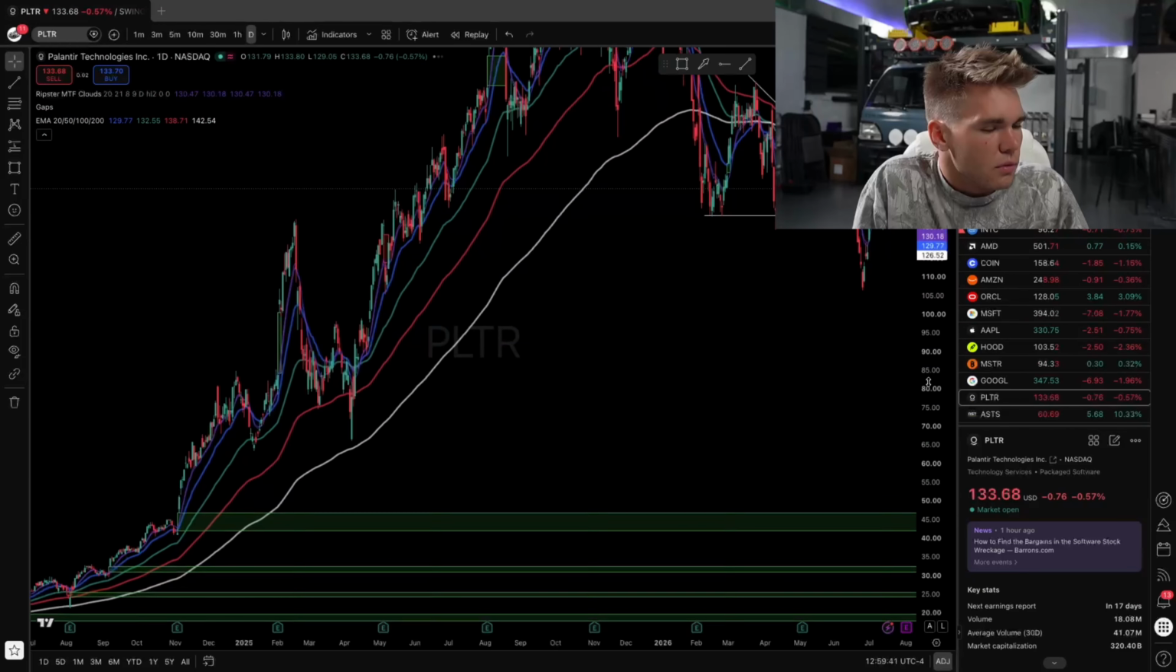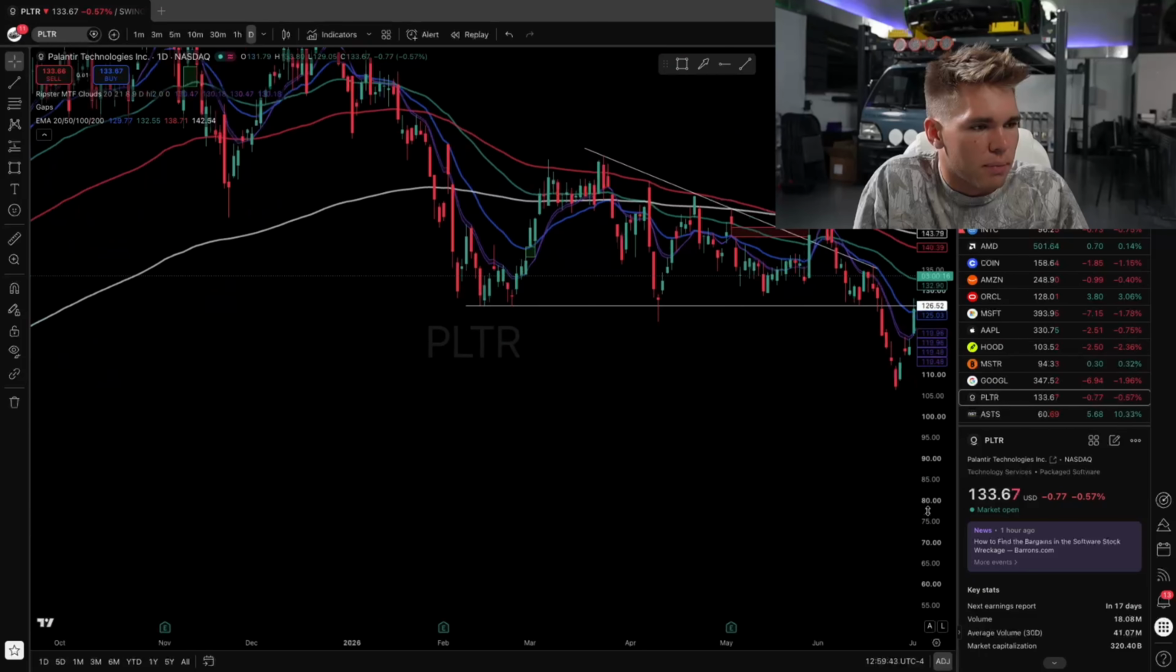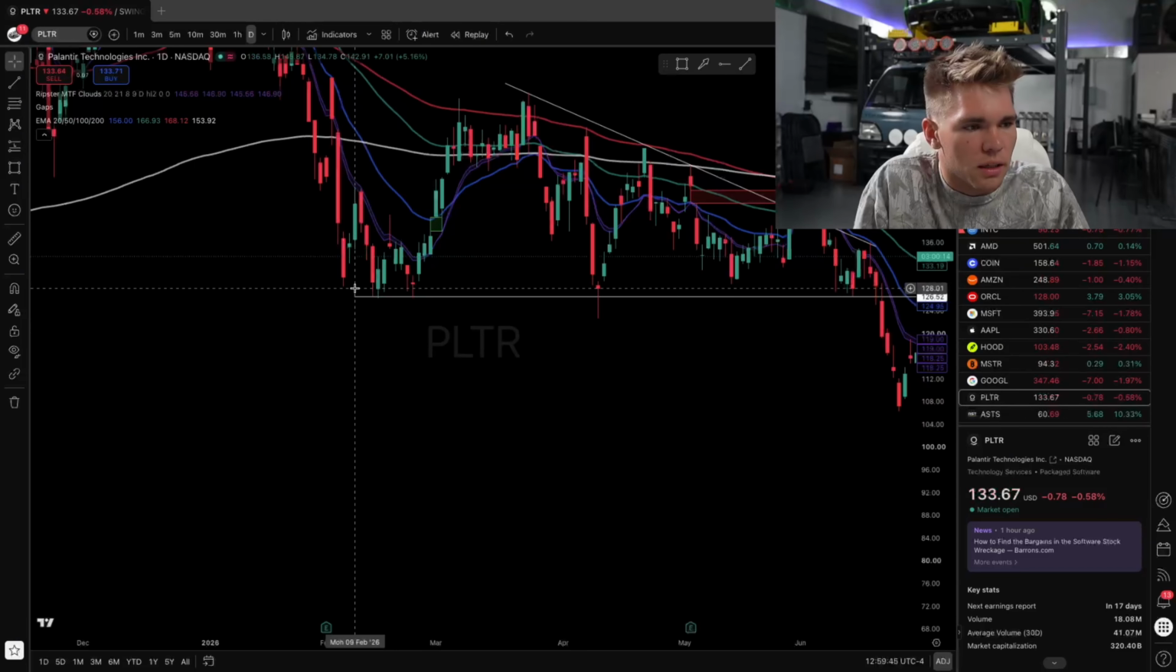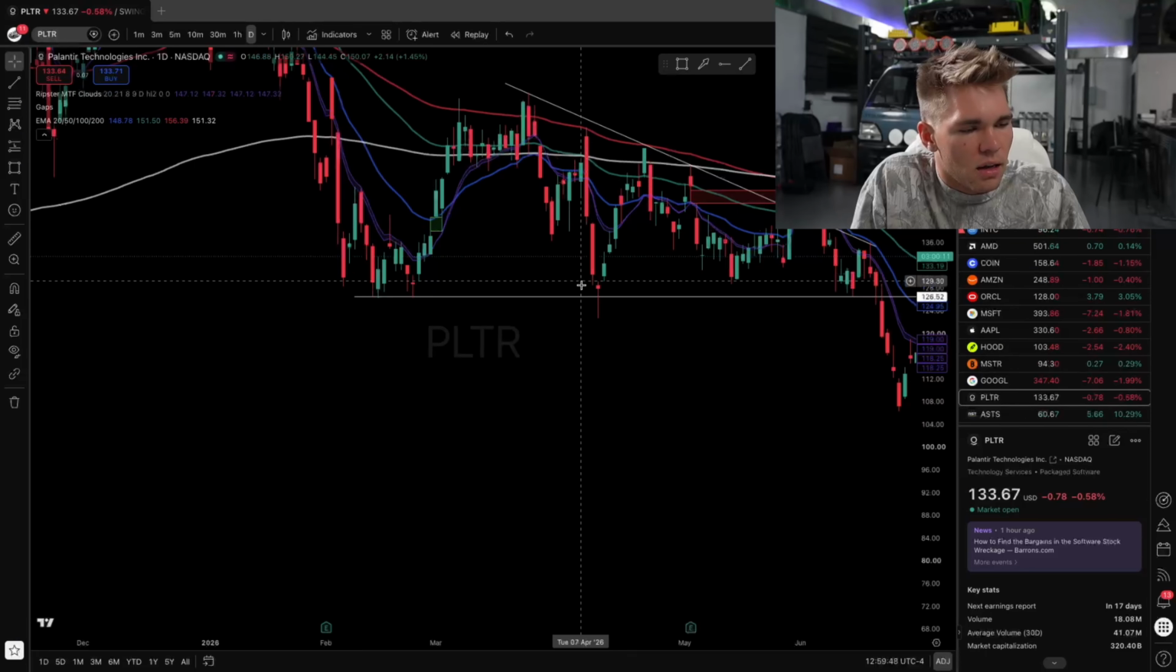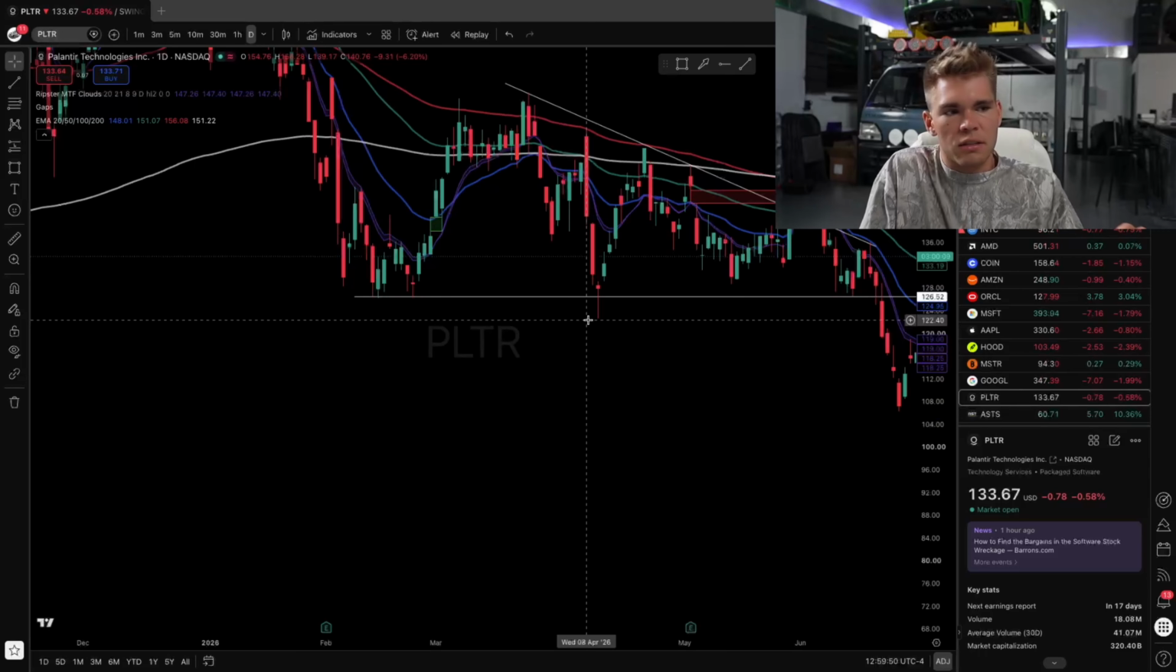For an undercut setup, like I showed on Palantir earlier, we have these old lows here, wait for price to come back down. If we do get under them, wait for price to reclaim that zone, get above pre-market high on that day, then we can enter on the breakout.